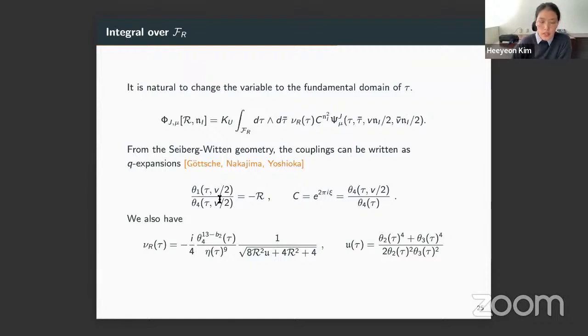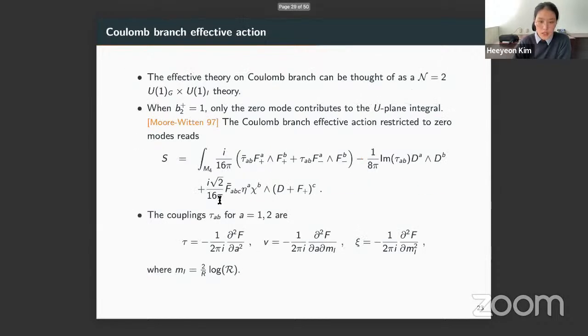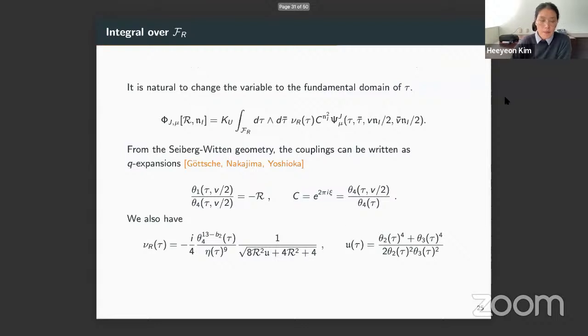For example, the V here, the coupling that I introduced here, can be thought of as the solution to these nice elliptic equations. And the C can be obtained in a similar way. And using those structures, you can write the integrand in a nice Q series.